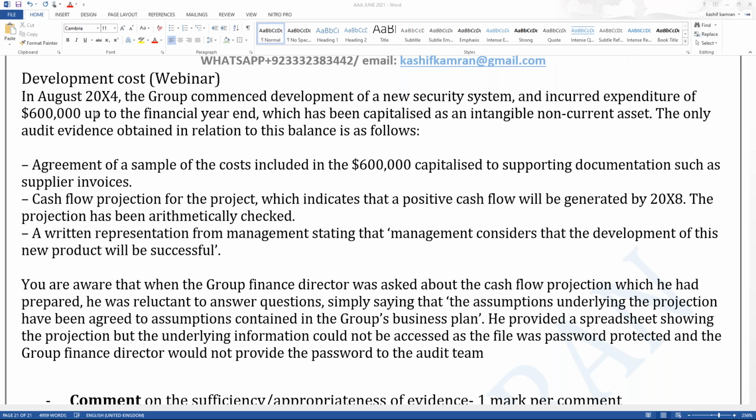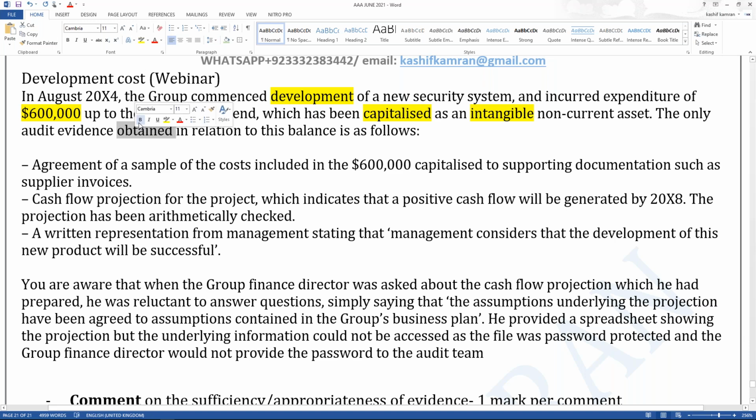Okay, in August 20x4, the group commenced development of a new security system and incurred an expenditure of 600,000. So the group incurred an expenditure on the development, which is 600,000 up to the financial year end, which has been capitalized. So they have capitalized the development cost as an intangible asset. Okay, that's fine. The only audit evidence obtained.